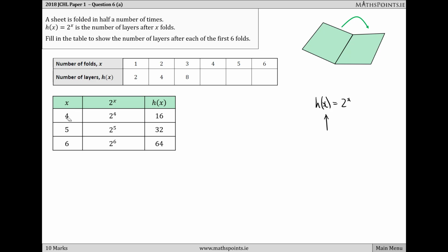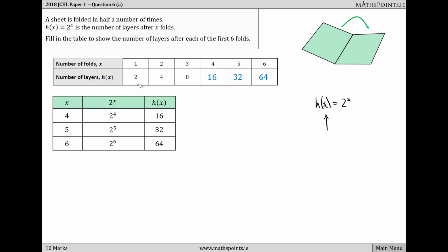So if I sub in an x value of 4, this is 2 to the power of 4 and the number of layers is 16. If I sub in 5, the number of layers is going to be 2 to the power of 5, which is 32. And then if I sub in 6, the number of layers will be 2 to the power of 6, which is 64. And we just fill those into our table.